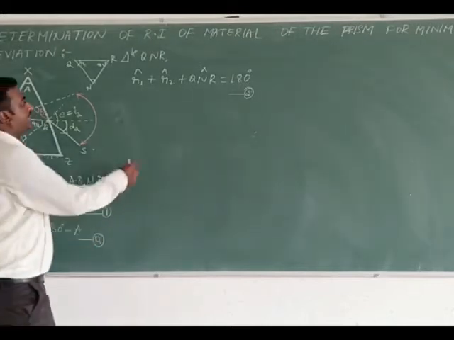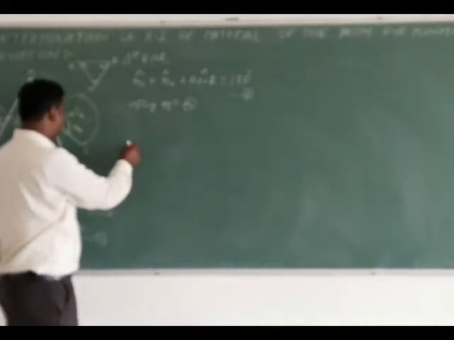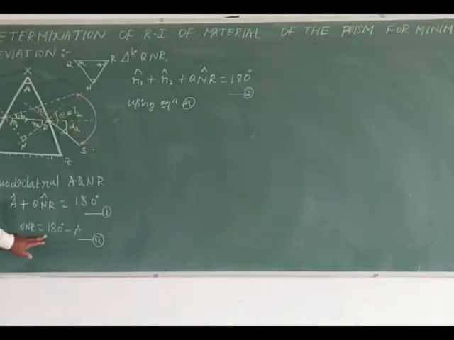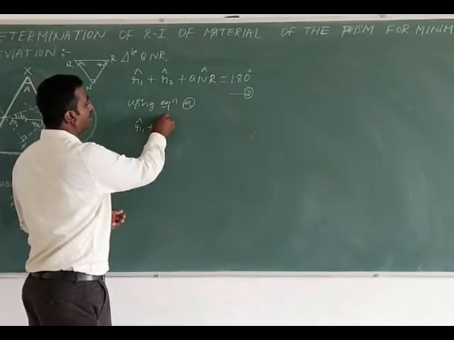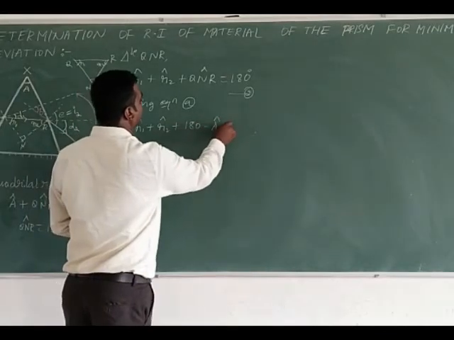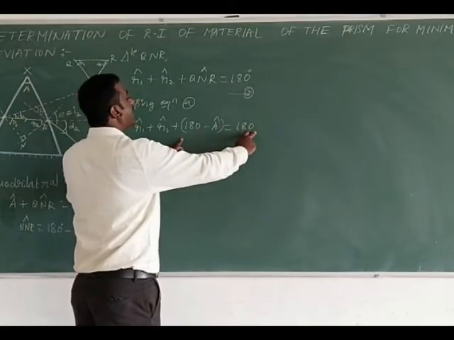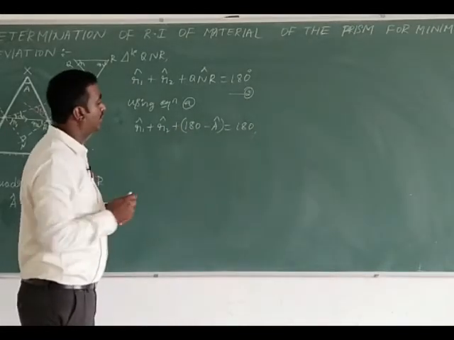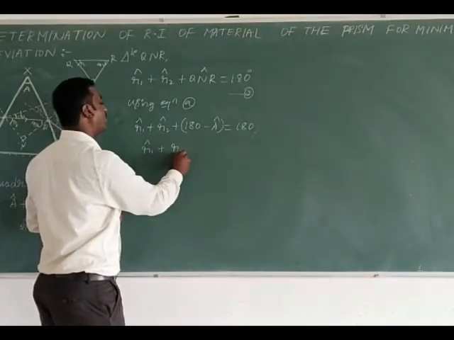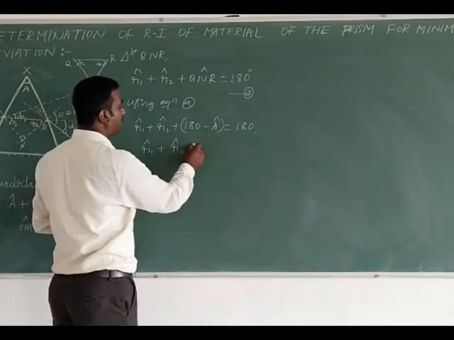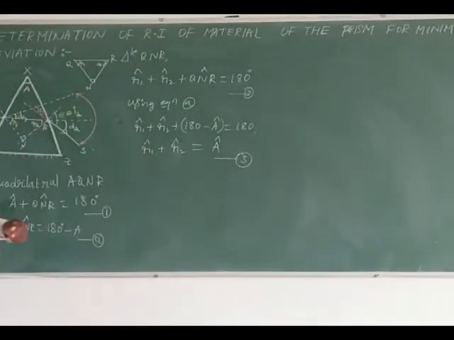Now by using equation A, in the place of QNR we write 180 degrees minus A. If you substitute that value, R1 plus R2 plus 180 degrees minus angle of prism A equals 180 degrees. On the right-hand side, the 180 degrees cancel, so we get plus A. So the angle of refraction R1 plus the angle of incidence at the second surface R2 equals the angle of prism A. Let us call this equation number 3.